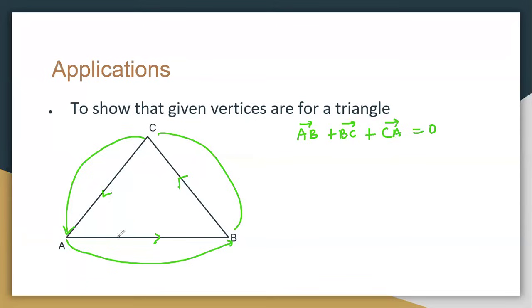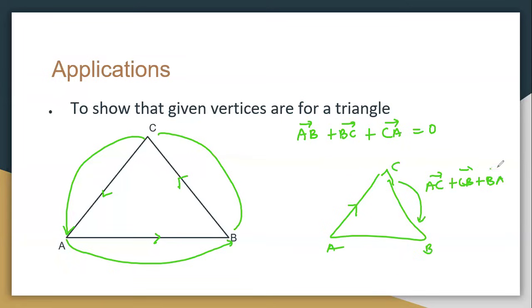But please, it's not a must that you go A, B, B, C. As long as your triangle is crossed, let me say this is A, this is B, and this is C. Another person can decide to say A to C plus C to B plus B to A should give me 0. So whatever direction you take, as long as you have crossed in the right direction, you must get 0. That's how we prove that for any vertices we have been given, that figure forms a triangle. The moment you get a 0, just know that the figure you have is a triangle.